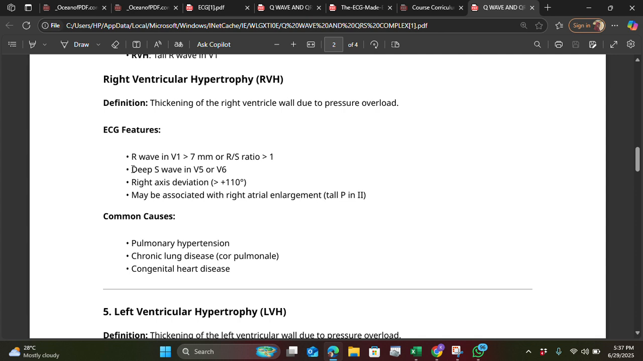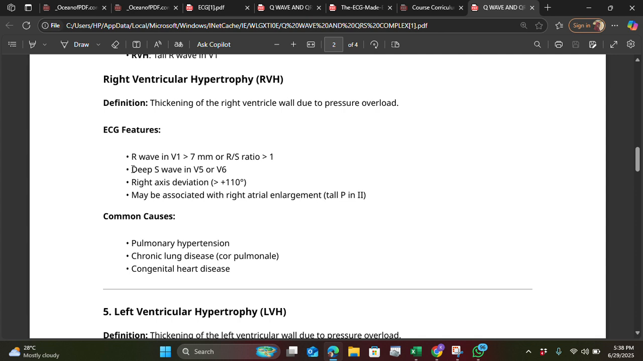I'm not saying right axis deviation is right ventricular hypertrophy. I'm saying that when you have seen your R wave in V1 greater than 7, or your R wave taller than your S wave in V1, or a tall S wave in V5 or V6, you will also see right axis deviation. That's the third confirmation. The fourth one is right atrial enlargement, and I told you that P pulmonale is caused by right atrial enlargement. That means you have to see a P wave taller than 2.5 small boxes.